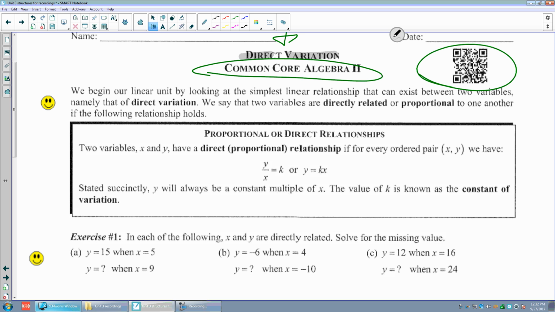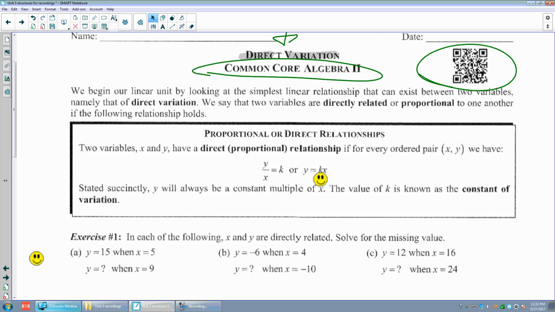Direct variation. Direct, and it changes. We began our linear unit by looking at the simplest linear relationships that can exist between two variables, namely a direct variation. We say that two variables are directly related or proportional to one another if the following relationship holds. Proportional, also known as direct relationship. This is why we call it proportional, because we have y divided by x equals k.